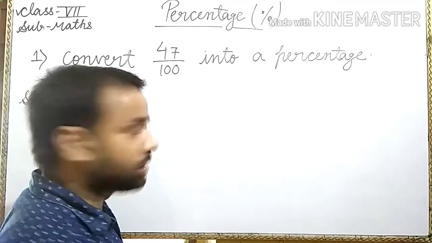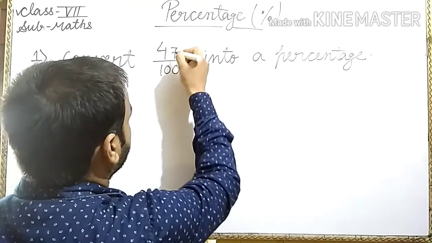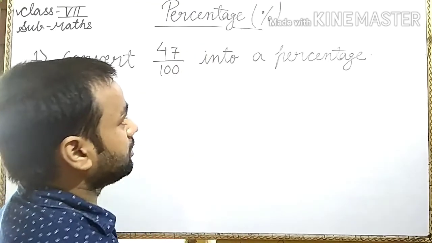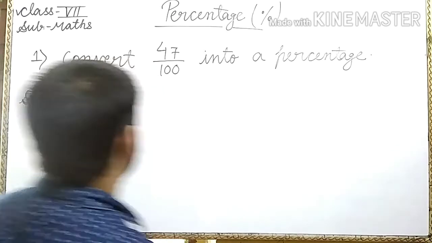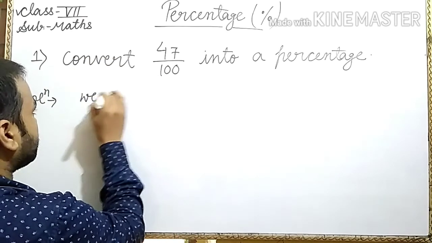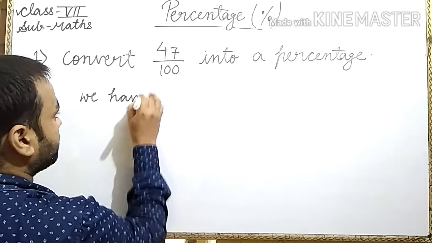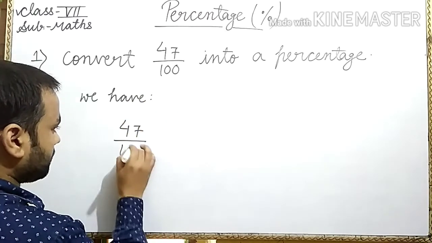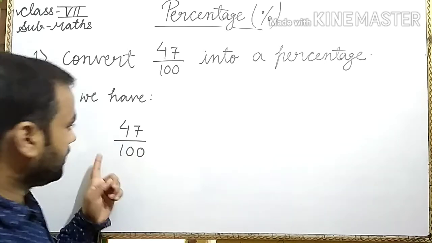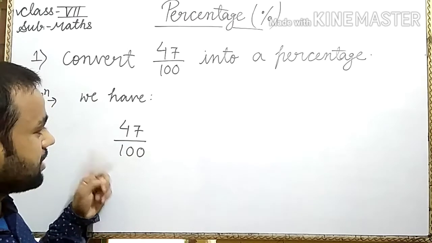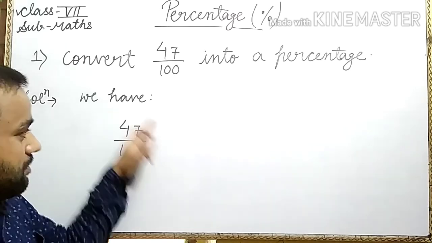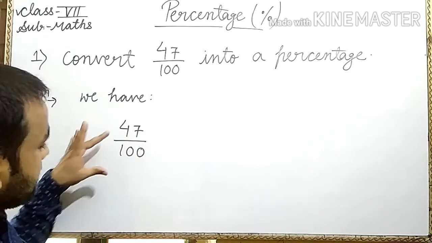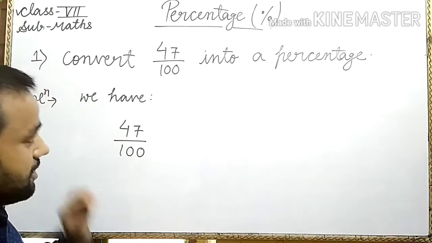In question number 1, convert 47 upon 100 into a percentage. So we have 47 upon 100. Is this a percentage, a fraction or a ratio? This is a fraction. The 47 upon 100 is a fraction.